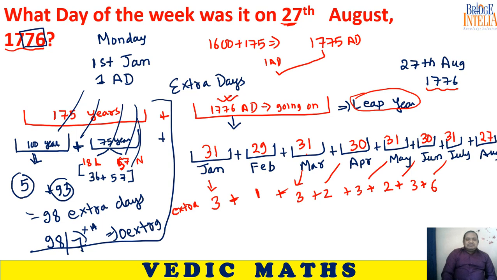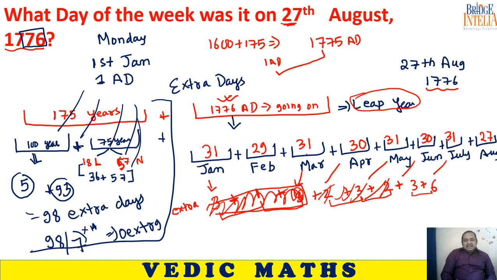So let's add them up now. 3 plus 1 is 4, 4 plus 3 is 7. As soon as it becomes a multiple of 7, you can remove that portion, because being a multiple of 7 means being completely divisible, meaning no extra days. So that portion can be removed. Now let's count the remaining. 2 plus 3 is 5, 5 plus 2 is 7. It becomes 7 again, so I remove this. Now finally 6 plus 3 is 9.